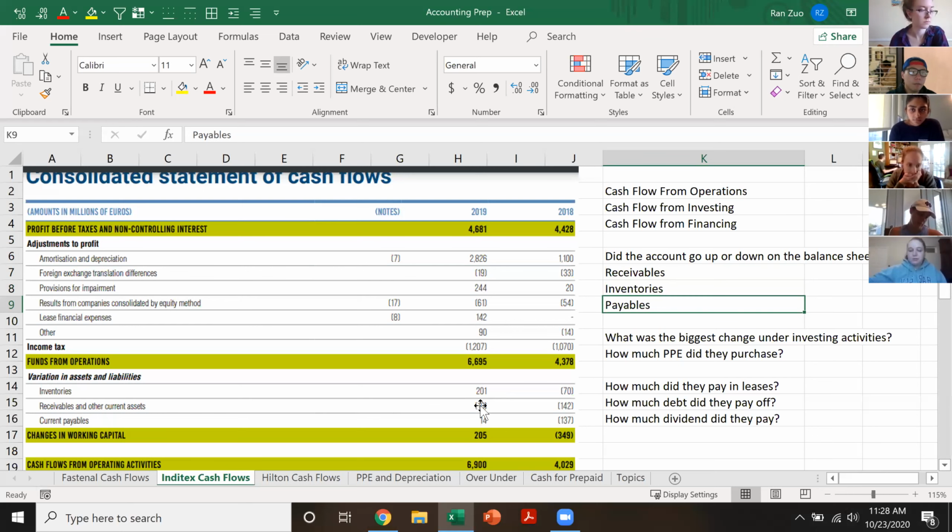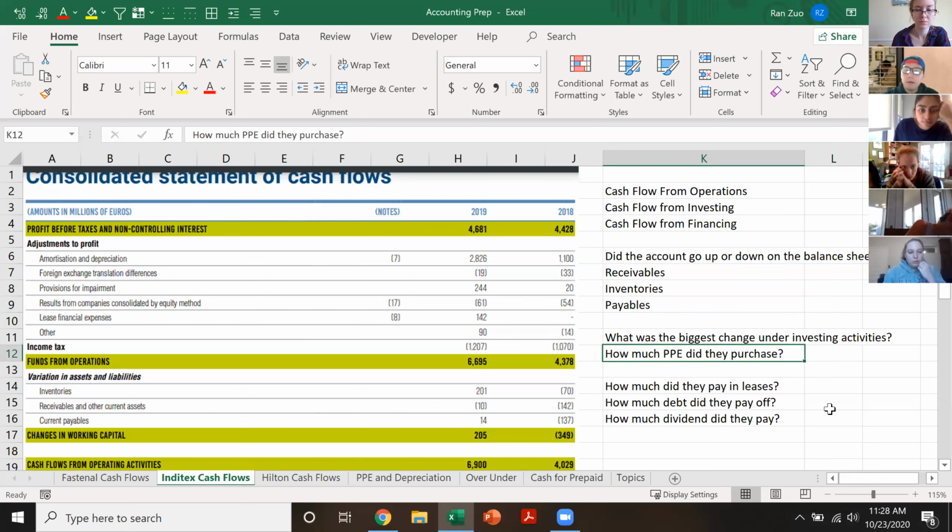All right. Payables. There is a change of cash inflow of 14. So they increased? Yeah, very good. Increased payables of 14. They didn't pay somebody for a certain expense. So the general rule for current liabilities is that if it goes up, it's a cash inflow. If it goes down, it's a cash outflow. Okay, all right. What was the biggest change under investing activities?